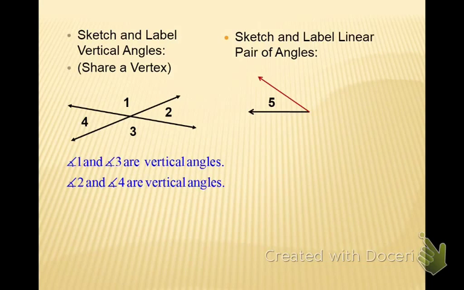Sketch and label a linear pair of angles. Go ahead and do that. Sketch and label a linear pair. That's just part of it there. Sketch and label the rest. If I sketch and label the rest of it, I would extend the ray, and now I have a linear pair of angles.